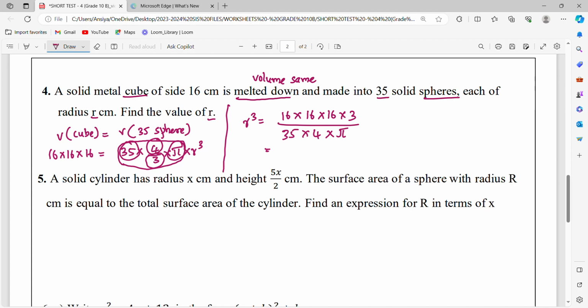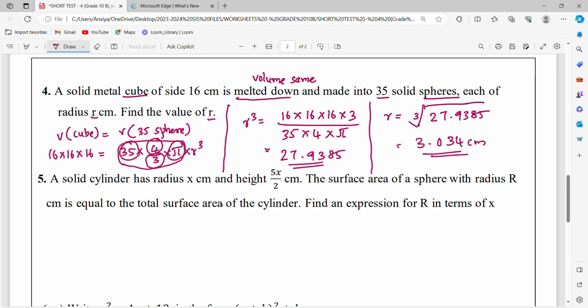So 16 times 16 times 16 times 3 divided by 35 times 4 times pi, which is equal to, you also try, I get the value 27.9385. This is r cube. If r cube is this, how to find out the r? The cube root of that answer. We will try. Cube root of 27.9385, which is coming around 3.034 centimeter. Okay, you also calculate.